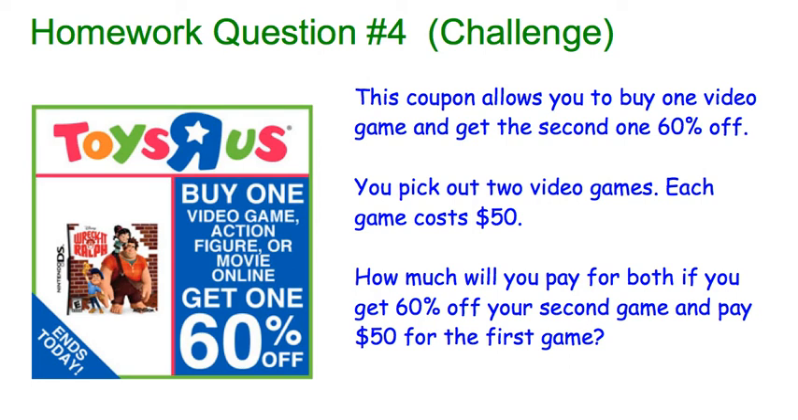This one says, this coupon allows you to buy one video game and get the second one 60% off. A lot of times you're going to see sales like this. Buy one, get one 50% off, or buy two, get one free, things like that. It says you pick out 2 video games. Each game costs $50. How much will you pay for both if you get 60% off of the second game and pay $50 for the first game? Don't forget to submit your answers on the Google form that matches this video.